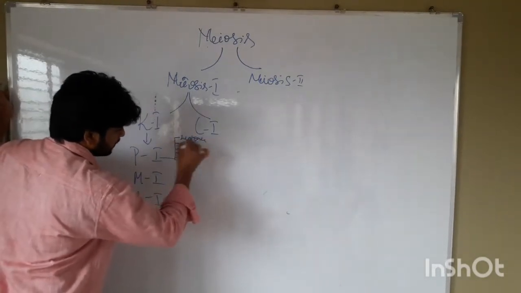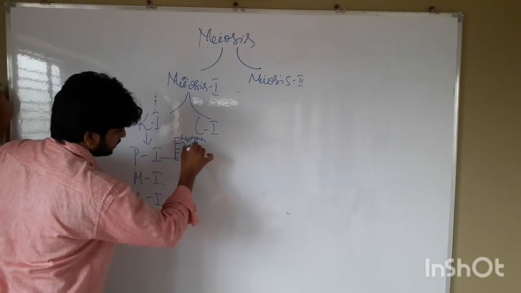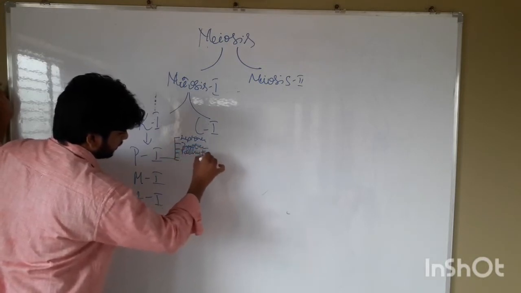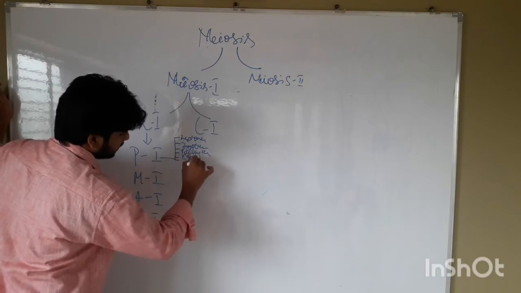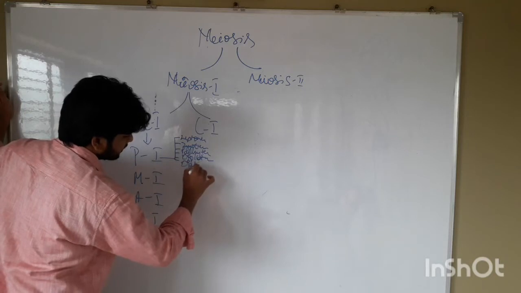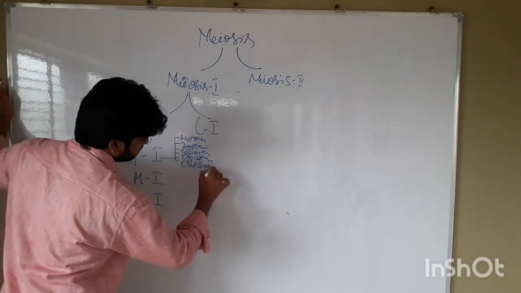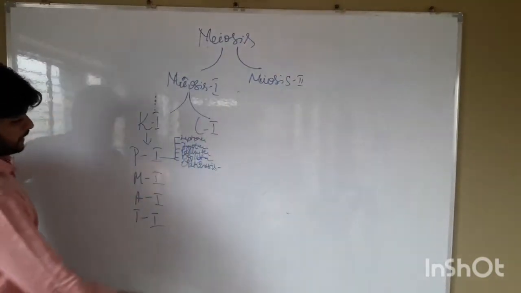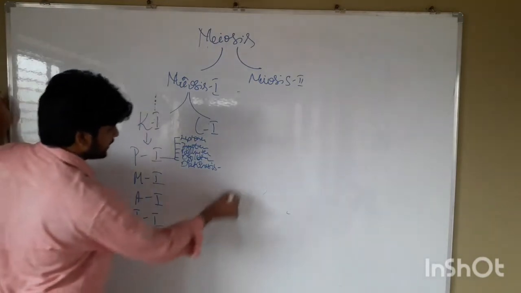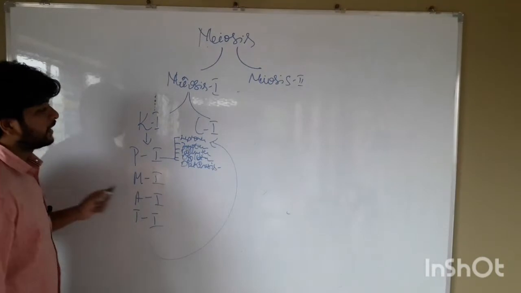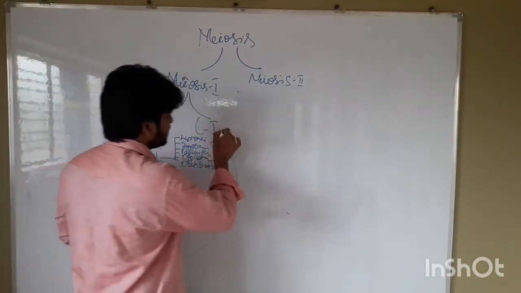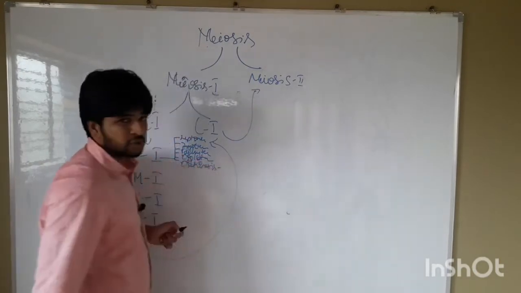leptotene, zygotene, pachytene, diplotene and diakinesis. Then after completion of telophase 1, the cell enters the next stage called cytokinesis 1. After cytokinesis 1, the cell enters meiosis 2.